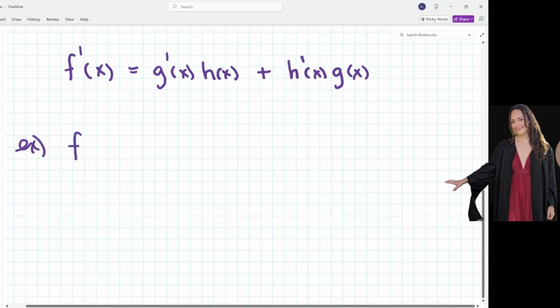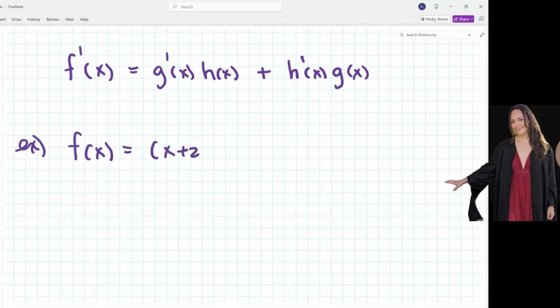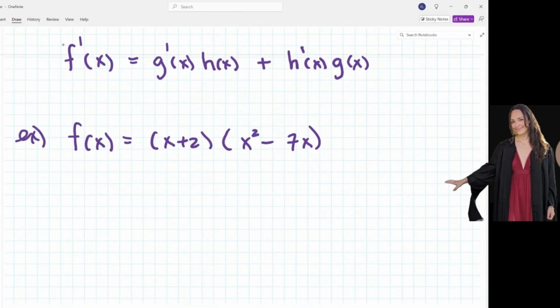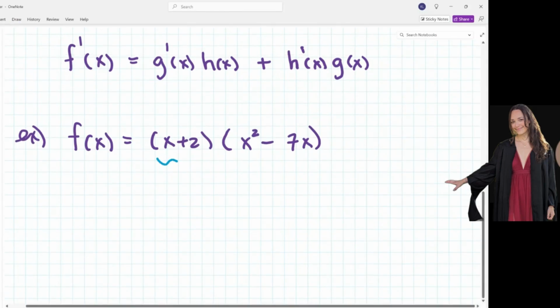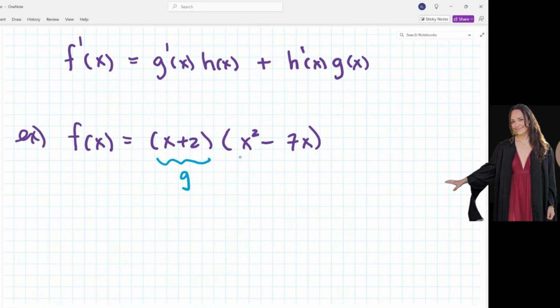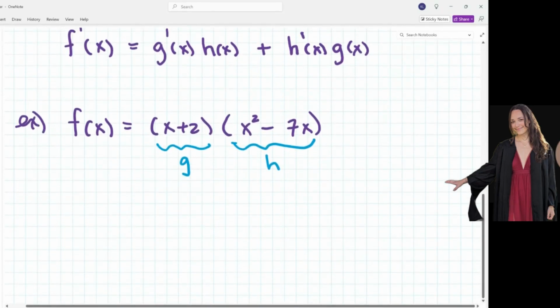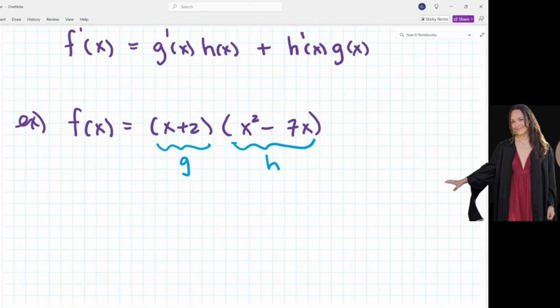So say, for example, we have f of x equals x plus 2 multiplied by x squared minus 7x. How I like to break this down is, first of all, I recommend everyone label your functions. So we'll call this part g, and we'll call this second part over here h. Now we're going to take the derivative of g and then h respectively, and then put it together using the formula.